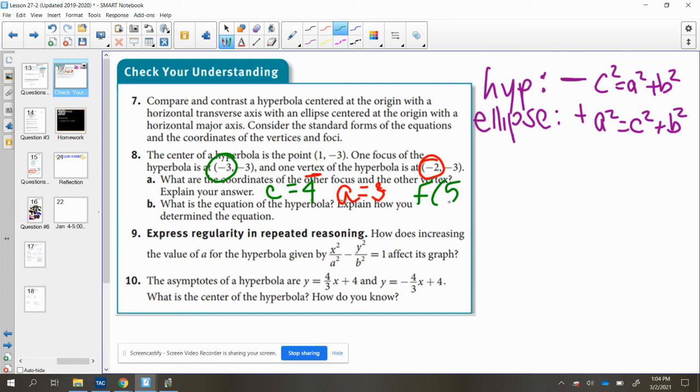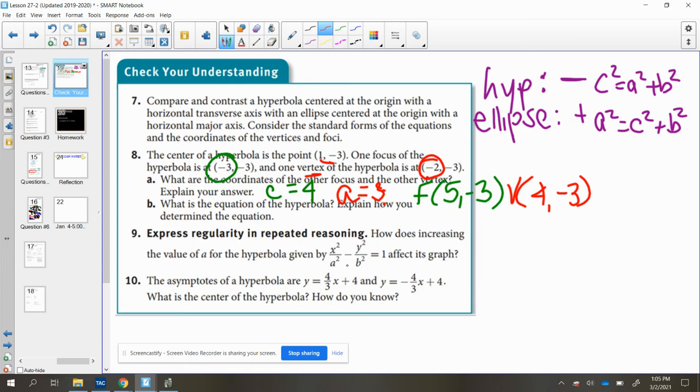So it would be at 5, -3. And our other vertex, again, would be moving to the right 3 units this time from the center. So that would be at 4, -3 would be the location of the other vertex. Okay, so those kind of ideas similar to the ellipses, that foci are with parameter C, and then the vertices are with A. Okay, even though A is no longer the biggest.